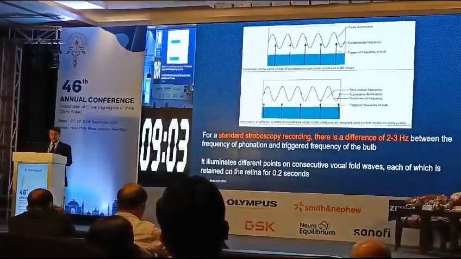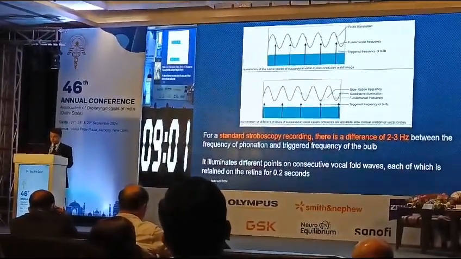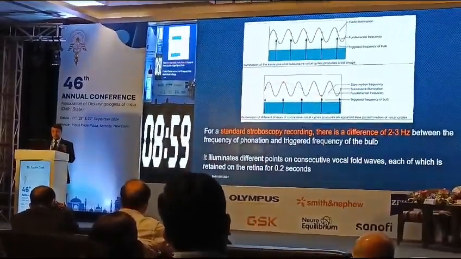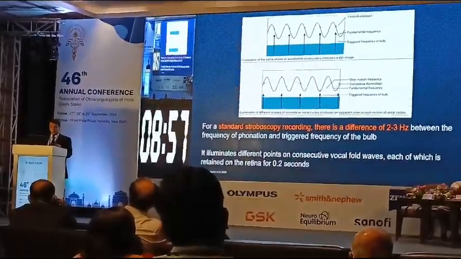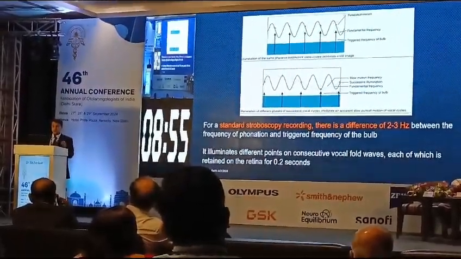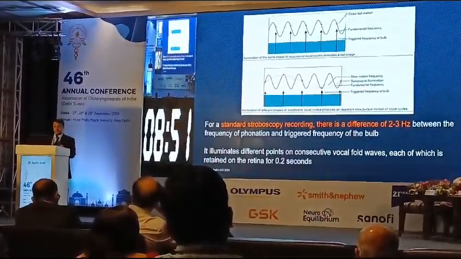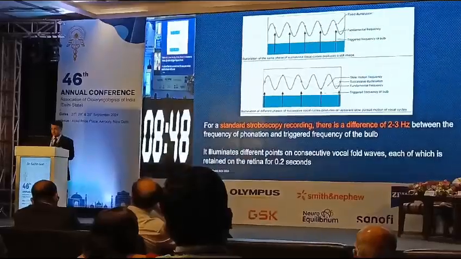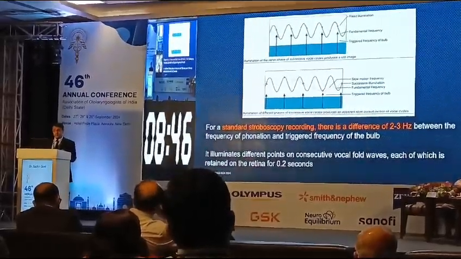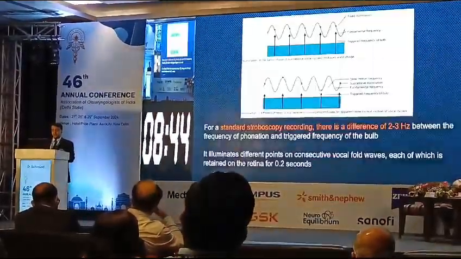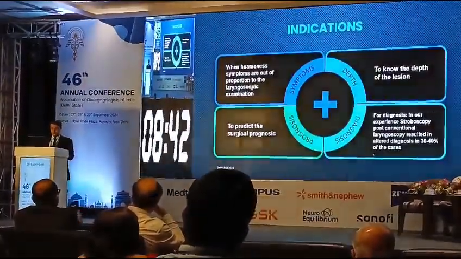The stroboscope equipment does not emit a continuous light. However, if we give a constant frequency, then we will see the vocal cord as a static image. Hence, the stroboscope gives a difference of 2 to 3 Hz in the flashes, which illuminates different phases of successive voice cycles, giving it an appearance of apparent slow motion.